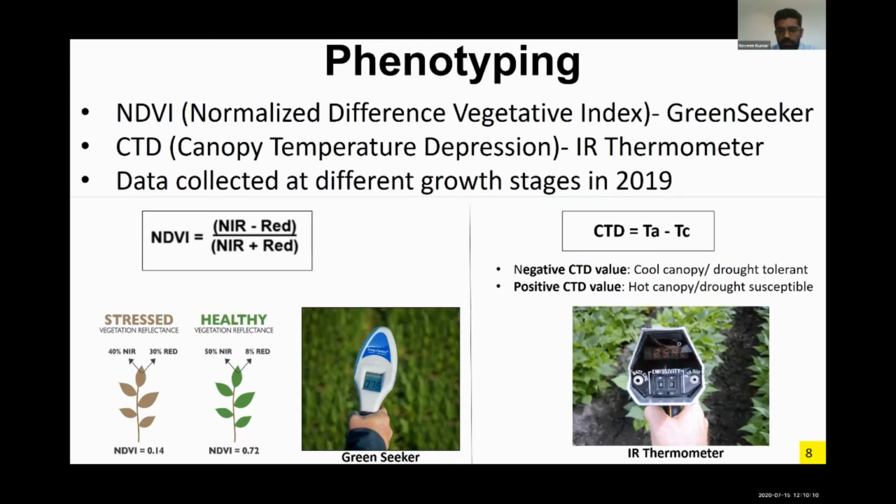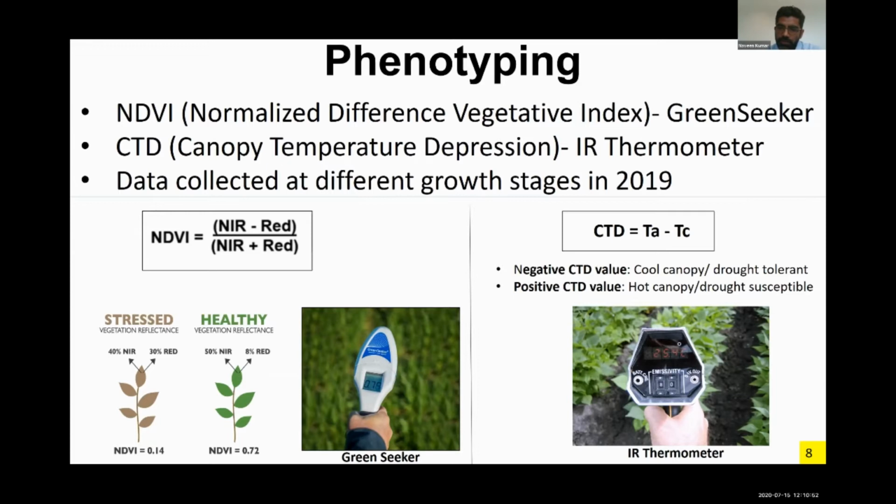Similarly, CTD is also used as a selection tool for heat and drought tolerant genotypes. CTD is measured as the difference between the canopy temperature and the ambient temperature. CTD works basically on the principle that when plants are under stress, transpiration reduces because of stomatal closure, but drought tolerant genotypes or plants continue to transpire and the canopies are cooler. So a negative value shows cool canopies, which reflects drought tolerant plants or cultivars, whereas positive CTD values reflect hot canopies and drought susceptible plants.